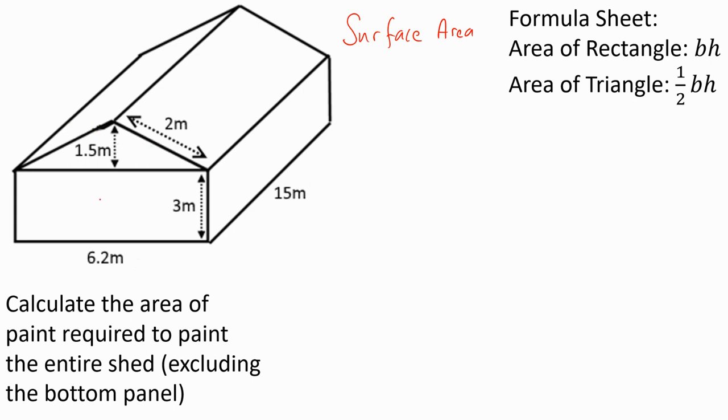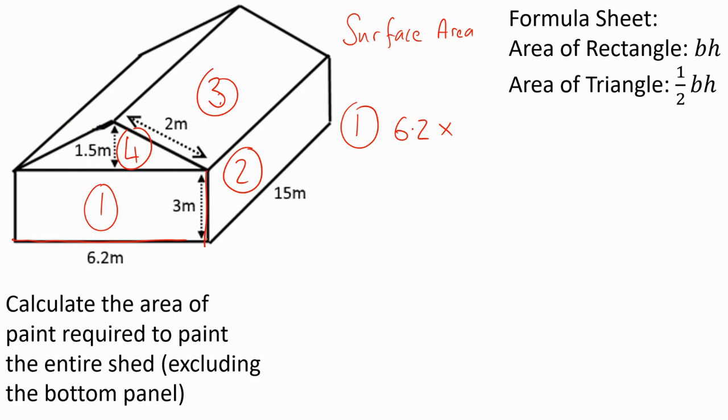So the way I do it is I label the different panels that I can see. The reason that I label them is so that I can do my calculations and it's very clear what I'm doing. So for example, for panel 1, I can see that this here is a rectangle. So I can go to my formula sheet if I wasn't sure, and I can see that the area of a rectangle is BH, which means base times height. So in this case, it would be the base, 6.2, times the height, which is 3. And this would give me 18.6.